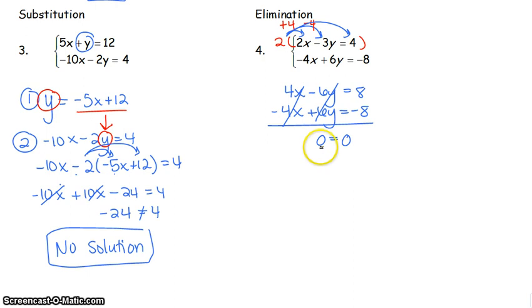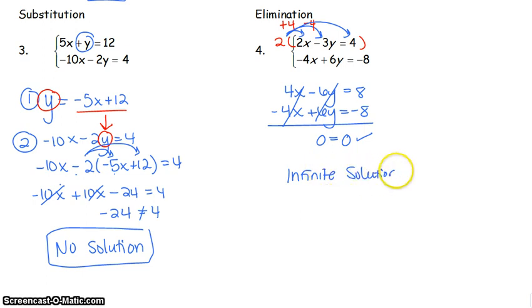So I have the same kind of problem I did in number 3. I have all my variables canceling out. I don't have any x's left. I don't have any y's left. I look at my statement. I've got 0 equals 0. Well, that is a true statement. If you have a true statement when the variables canceled out, that means you have infinite solutions.